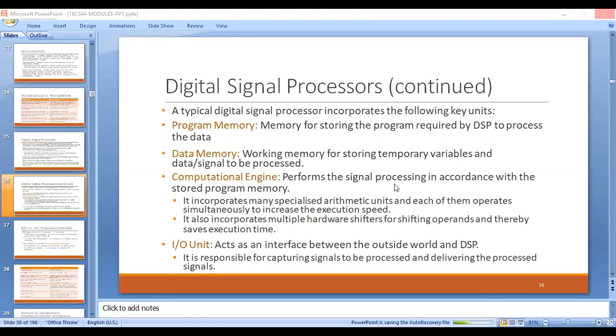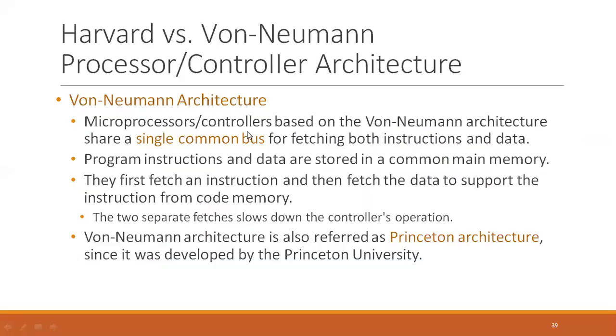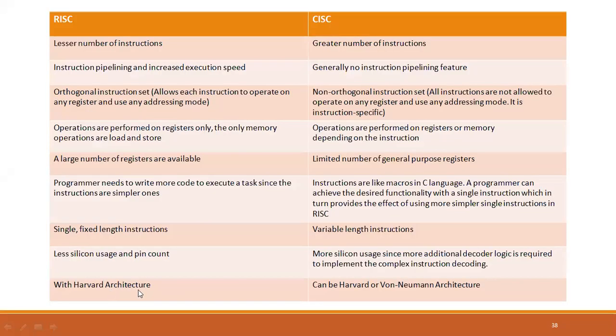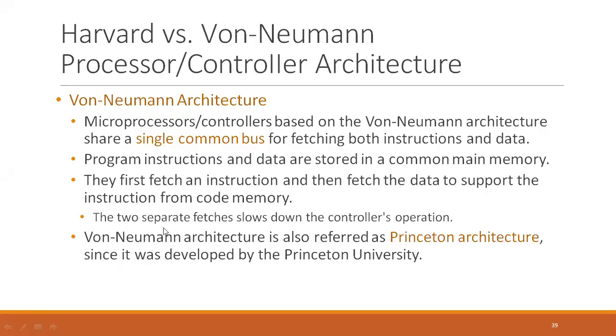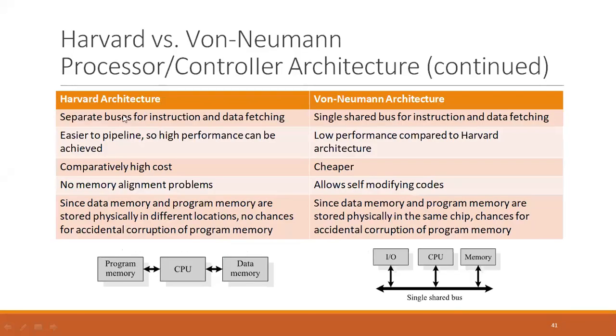And there is a difference between RISC and CISC processors. We have also seen that RISC makes use of the Harvard architecture, whereas CISC makes use of either the Harvard or the Von Neumann architecture. And we have seen the difference between these two. So what is the difference between the Harvard architecture and the Von Neumann architecture?